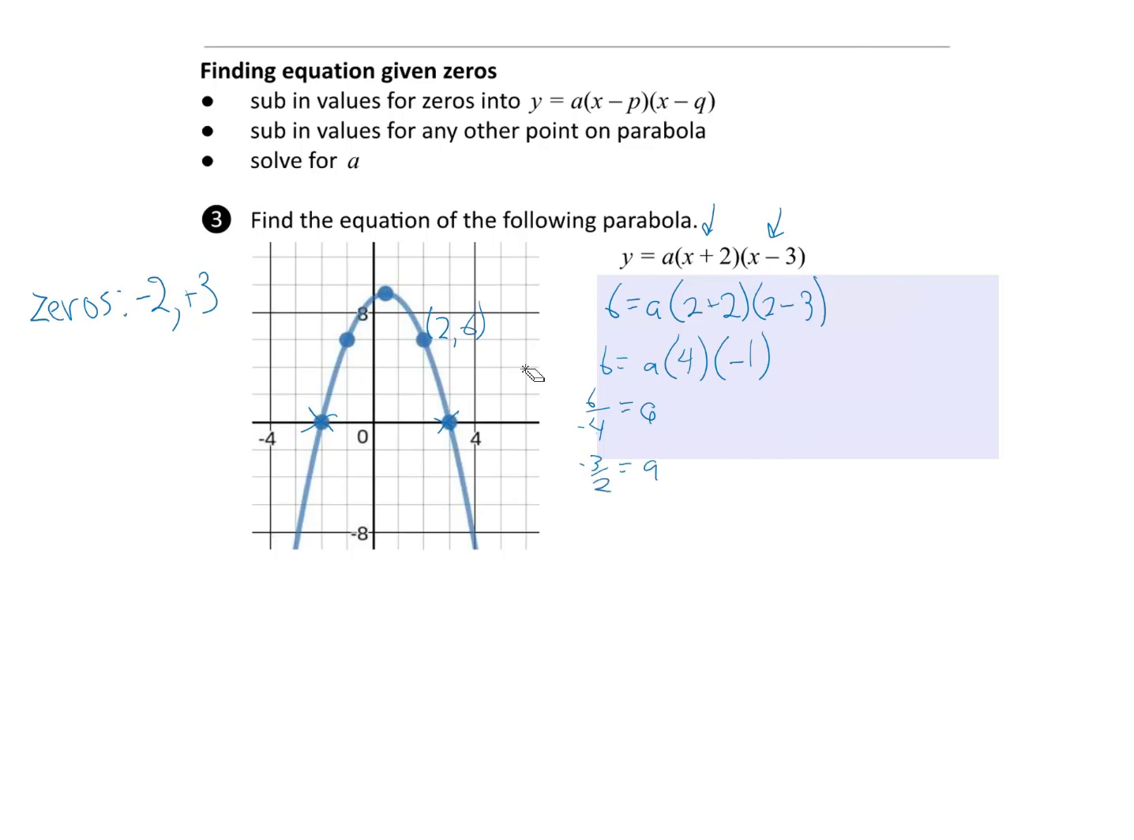So our final formula is y equals -3 over 2, which checks out because our a value has to be negative. We know that because if we look at our parabola, it opens down. So y = -3/2(x + 2)(x - 3). Perfect. All right, let's move on to the next example.